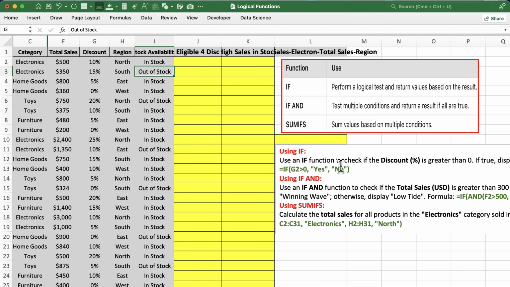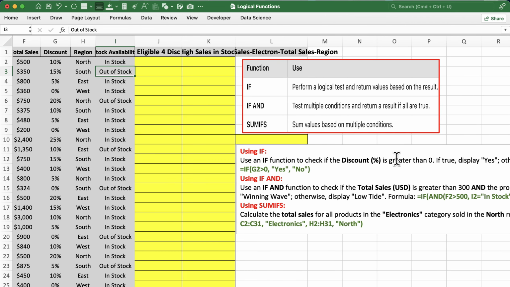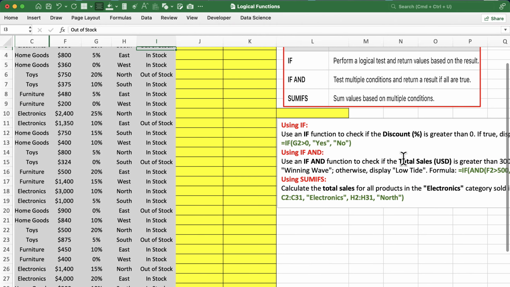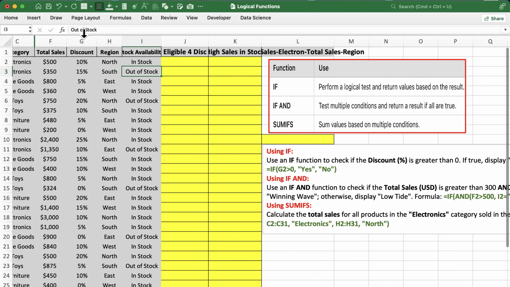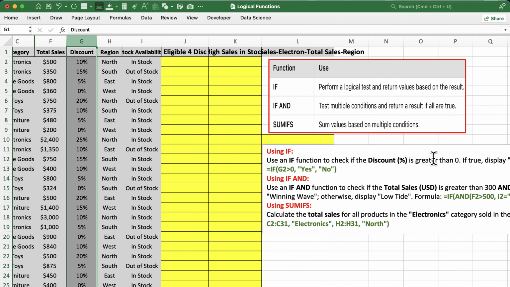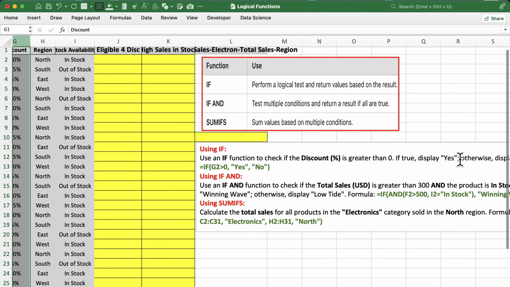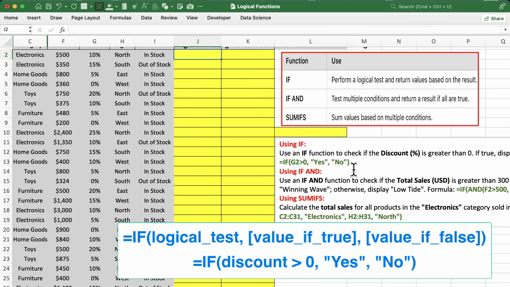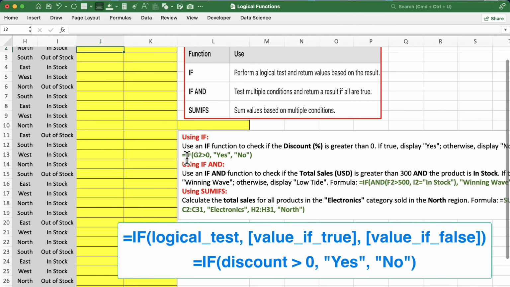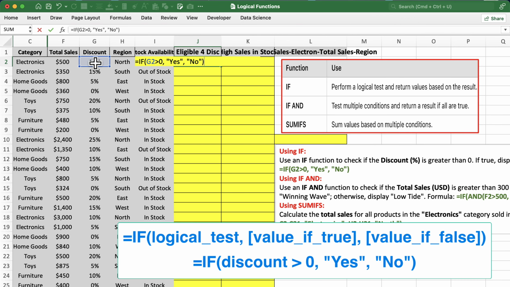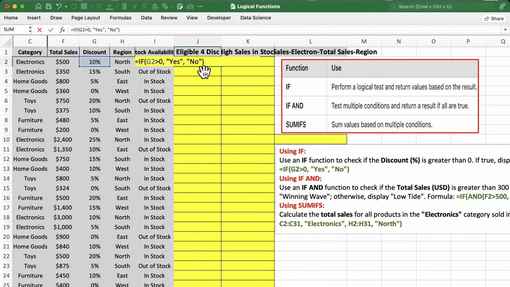Use an IF function to check if the discount percentage is greater than 0. So here we have discount value, which is given in this column. If discount percentage is greater than 0, return yes, otherwise no. I will use this formula, which is IF G2, which means discount value, greater than 0, then return yes, otherwise no. I will copy this formula to all other cells.